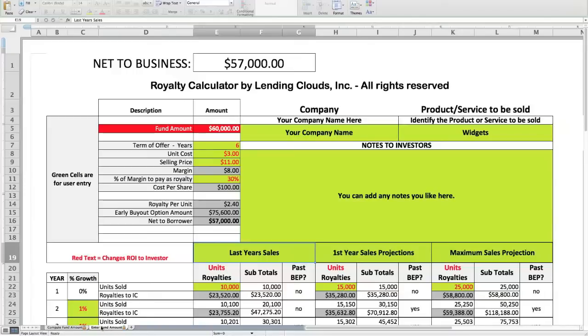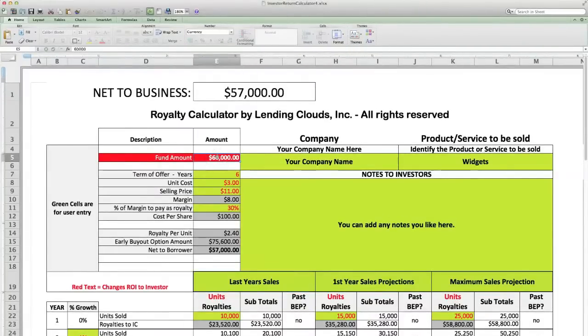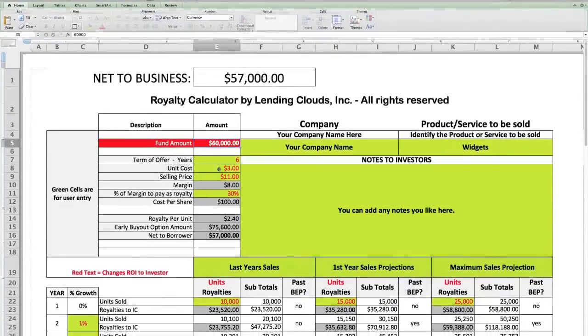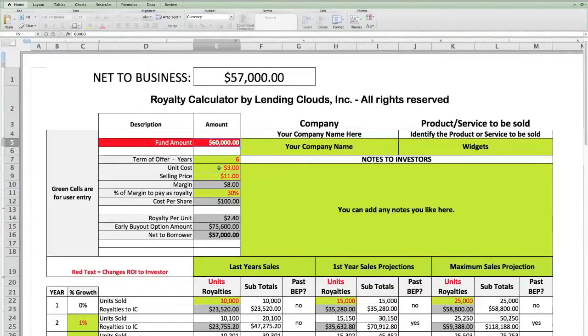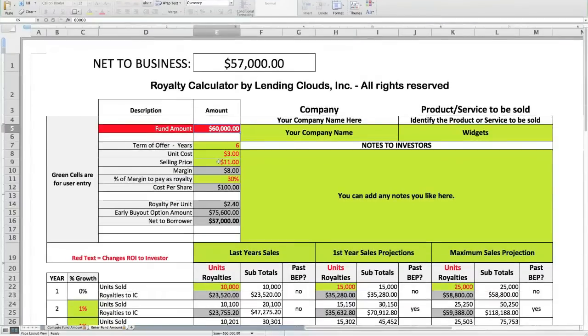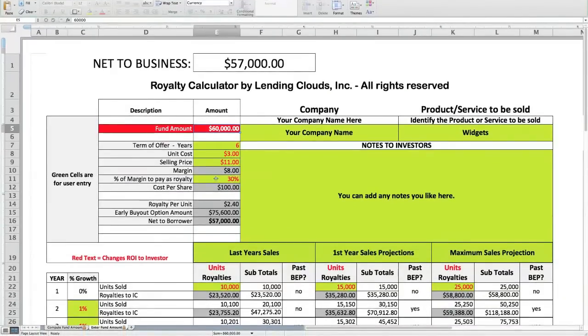We're going to start out here with the enter the fund amount, and I'm going to go over the basics content of this spreadsheet first. We've got the fund amount that we want, how many years we're going to pay royalties, what our unit cost is, and that can be wholesale or retail, what the selling price is, again wholesale or retail, and then we calculate the margin, the difference between the two. Then we set up a percentage of that margin to be paid as a royalty. So in this case, we're using 30%.